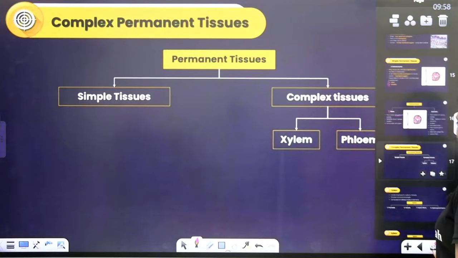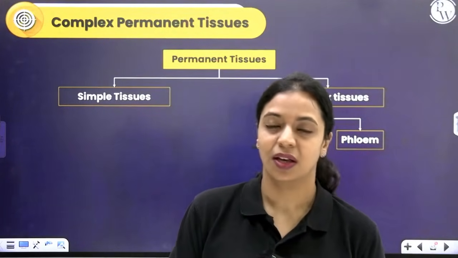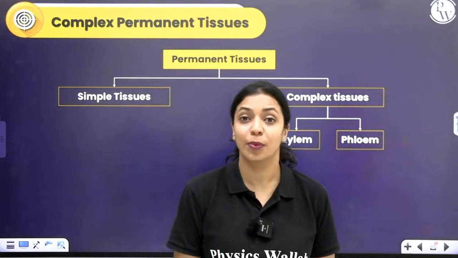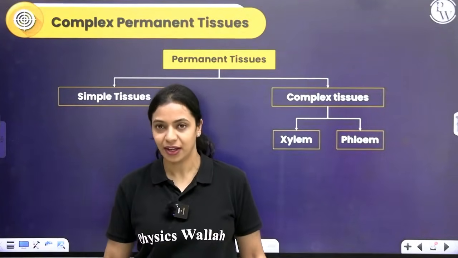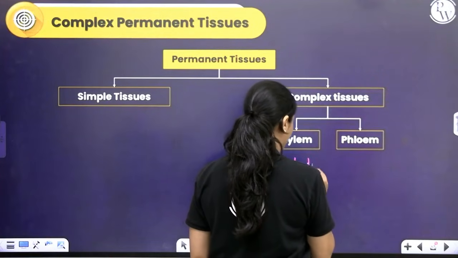Now we are done with simple permanent tissues. What do we have next? Complex permanent tissues. What are complex permanent tissues? They are permanent tissues that have lost the ability to divide. They are called complex because they are made up of more than one type of cell.